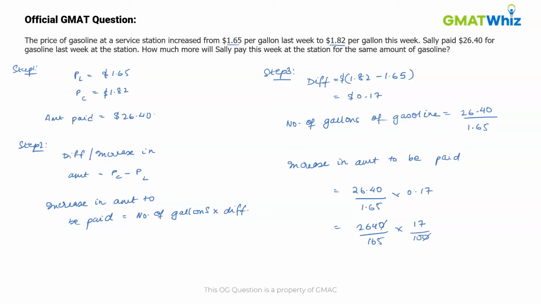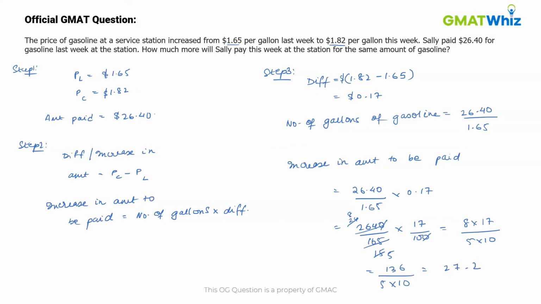So the 0 gets cancelled. 11 cancels 165 15 times, and 11 cancels 264 24 times. 3 cancels 15 5 times, and 3 cancels 24 8 times. Therefore we are left with 8 times 17 divided by 5 times 10. Now 8 times 17 is 136. We have to divide that by 5 times 10, and 136 divided by 5 is 27.2.